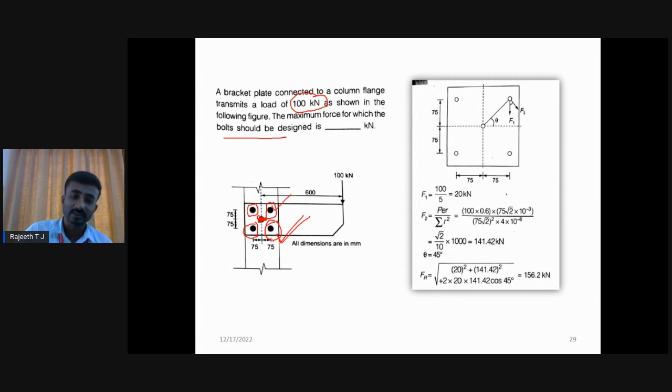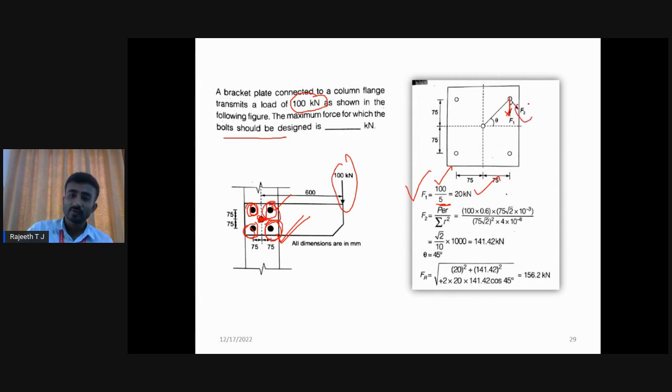If you take this as the extreme one, or this, or this, again the procedure is the same. So you should calculate F1, F2, and then theta and also the resultant force. What is F1? F1 is the force induced on the bolt due to direct force. So F1 always acts in the downward direction. Since 100 kilonewtons are acting downward, F1 equals 100 by the number of bolts in the pattern, 1, 2, 3, 4, 5. Therefore F1 equals 20 kilonewton.